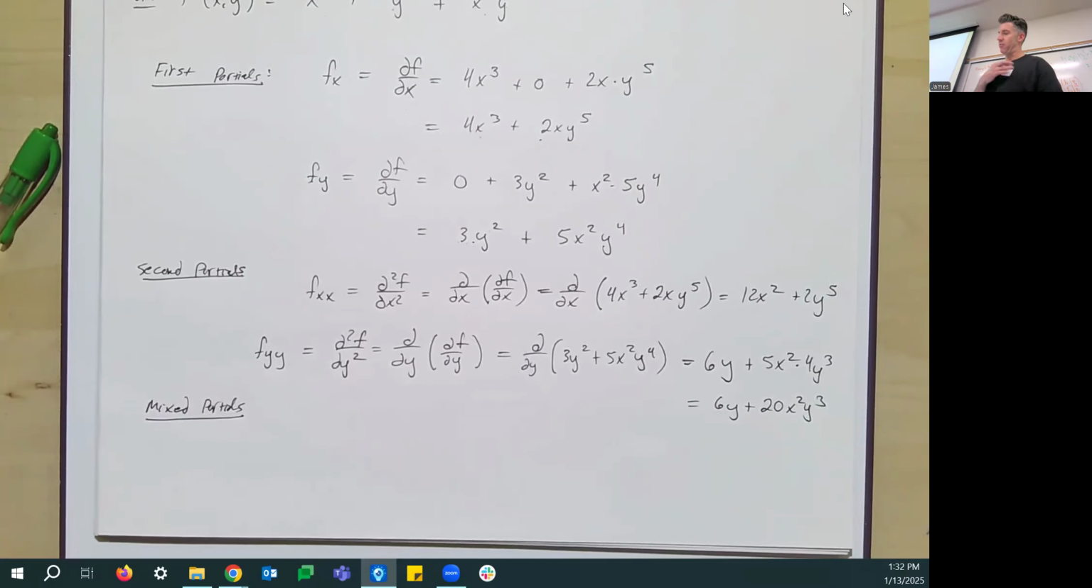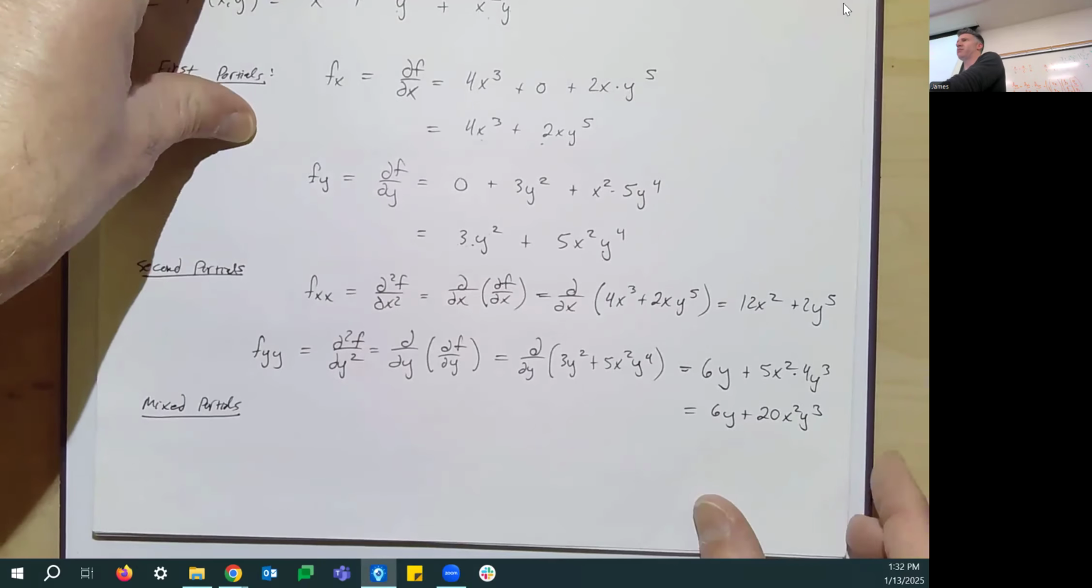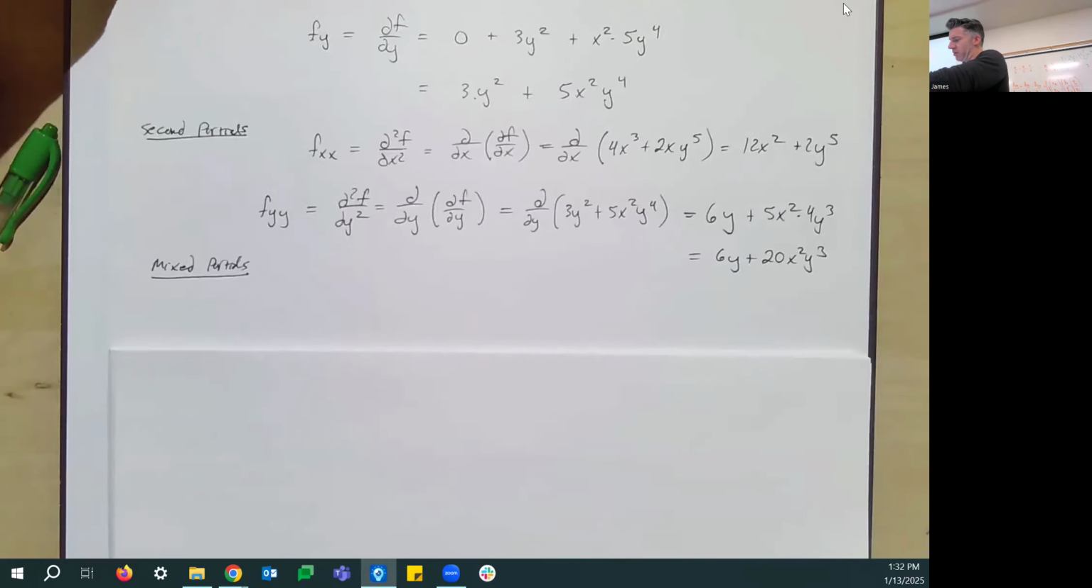I don't really feel like I have enough room here, so let's not try to squeeze things in. Try to be better about not writing tiny things on paper.